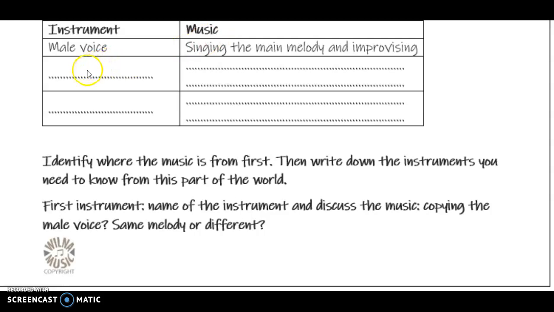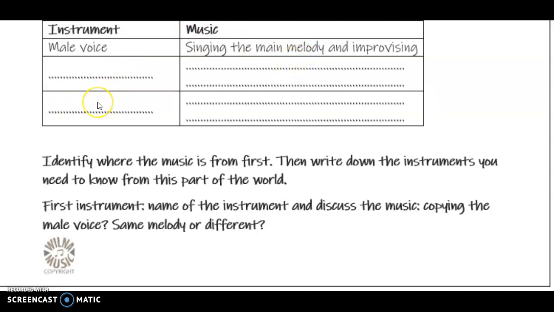And this, when you identify this first instrument, write the name of the instrument and discuss how it is played or how it plays the melody. Is it copying? Is it imitating? Do you hear another melody? Do you hear it's different? So that's where you get your mark. You get one mark for the instrument and one mark for describing the music.